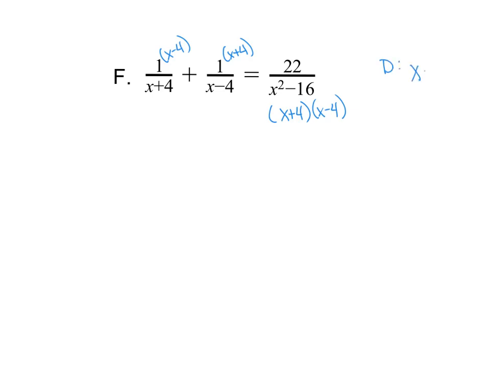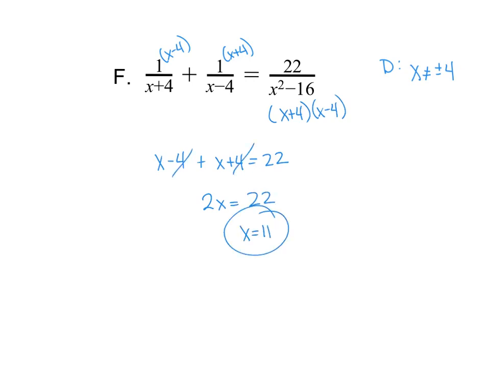So my domain, x can't equal plus or minus 4. I'm going to rewrite the top. Since it's multiplied by 1, you don't really need to show the distribution. The 4's cancel, and x is going to be 11, which is valid.